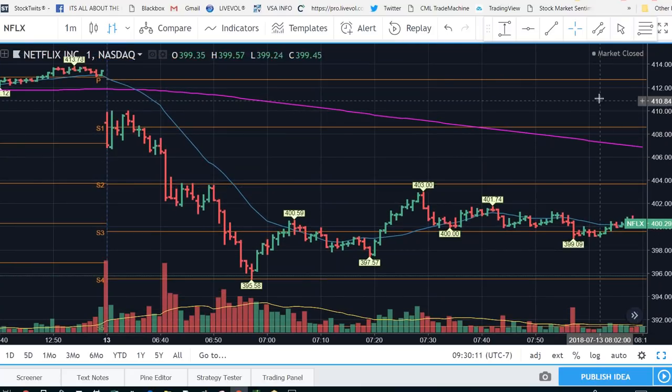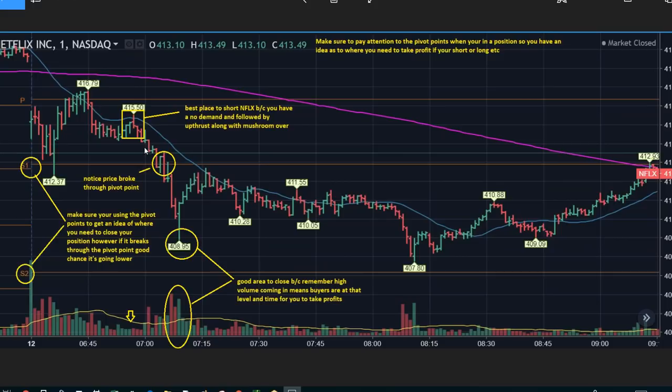Now, if we go back to the original image I had on Netflix, this was a chart that happened two days ago. With the lines plotted, you can see, again, I always tell you guys to pay attention to the volume, especially the bullish volume. You can always tell whether or not prices are going to continue based on the volume, okay?